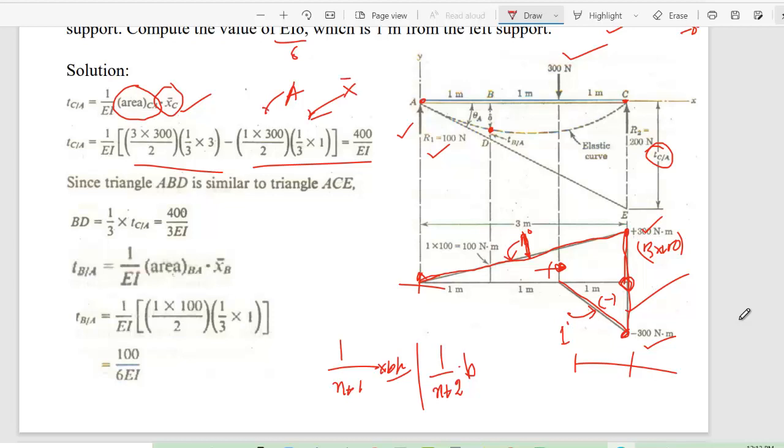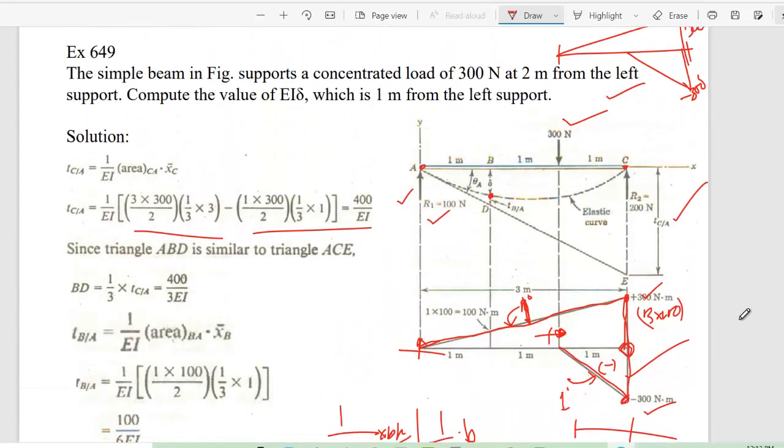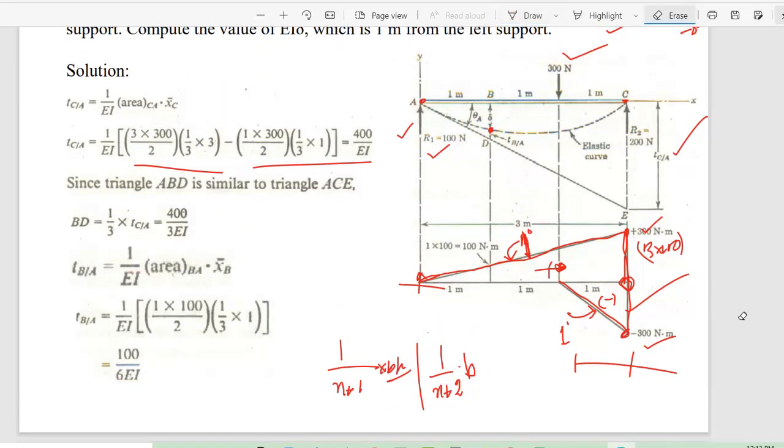Because according to the formula, we need to calculate the area and X bar. So once you know this, you find TC by A equals 400 by EI. That's good, we calculated the TC by A already. Now, what else do we need to calculate? TB by A. In a similar way, we can calculate TB by A. Here is the challenge of area.